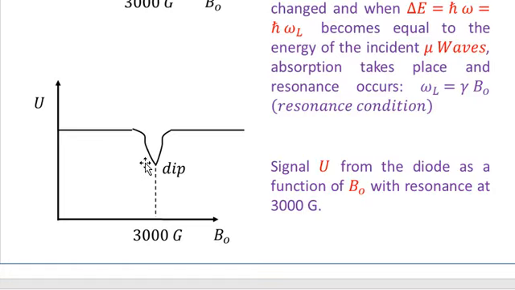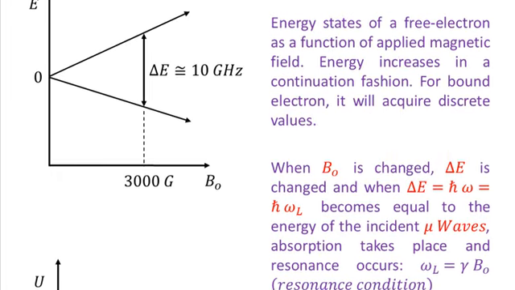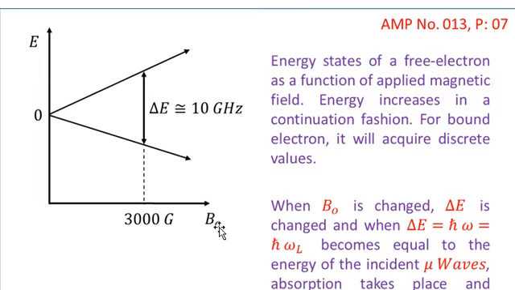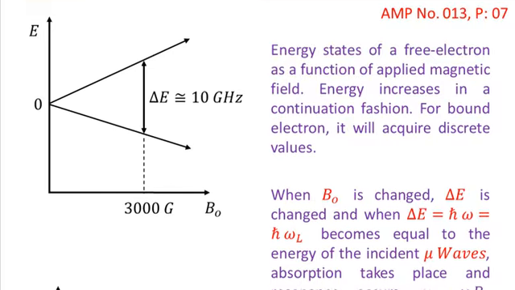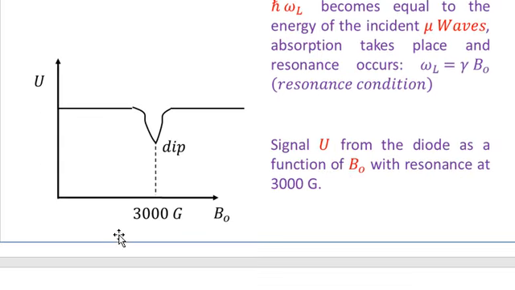And this particular dip, as we have demonstrated in the previous diagram, occurs at a strength of the magnetic field equal to 3000 Gauss. And due to that, a dip will also occur at 3000 Gauss. So this dip corresponds to the absorption of the signal of the microwave, and then the energy of the microwave can be measured.